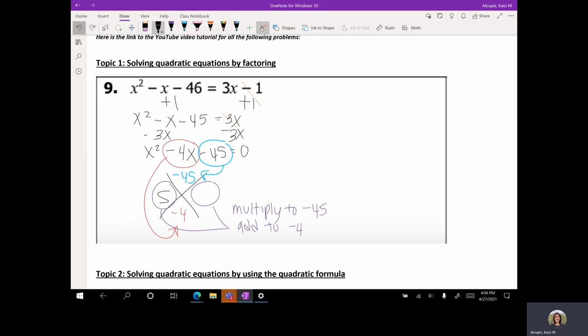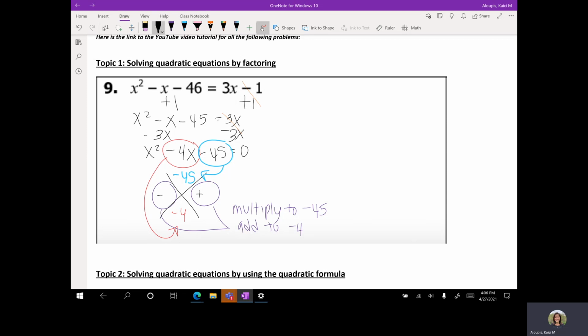The fact that we're multiplying to a negative number means that one of these numbers is going to be negative and one is going to be positive, because the only way we can multiply to a negative number is multiplying a negative number times a positive number. So I already know one's going to be negative, one's going to be positive. That also makes sense because we have to add to a negative number. There's no way we can add two positive numbers and get a negative number.